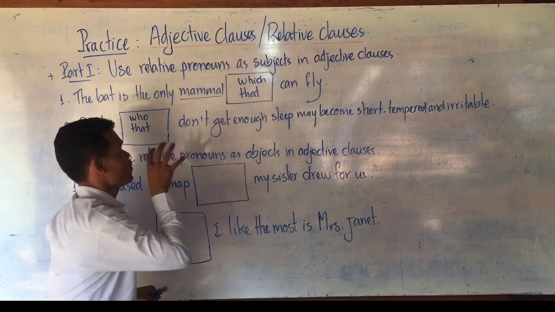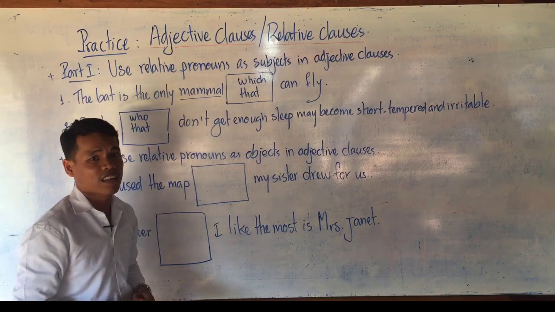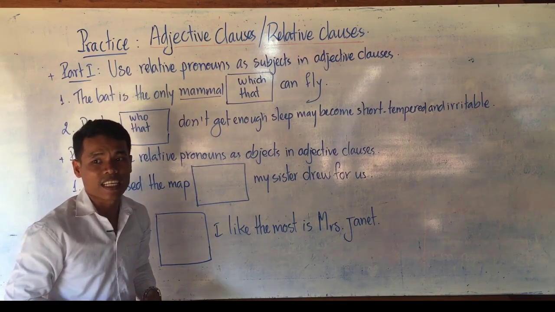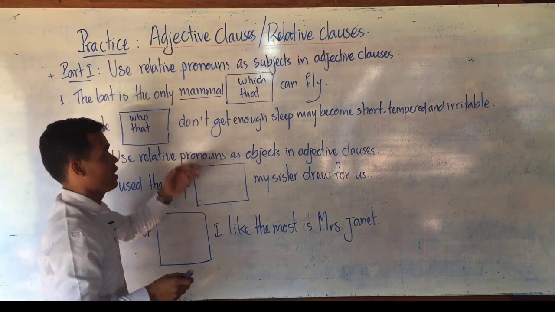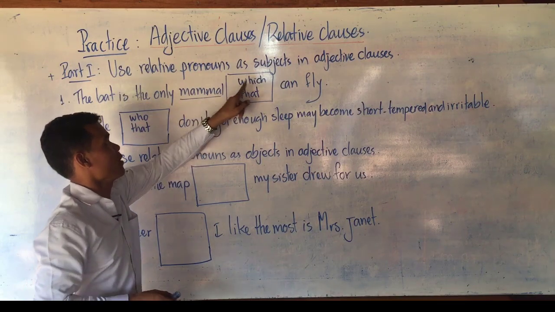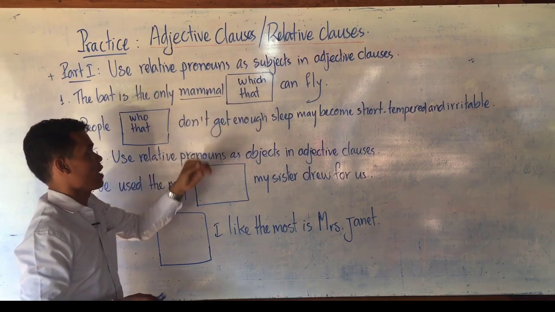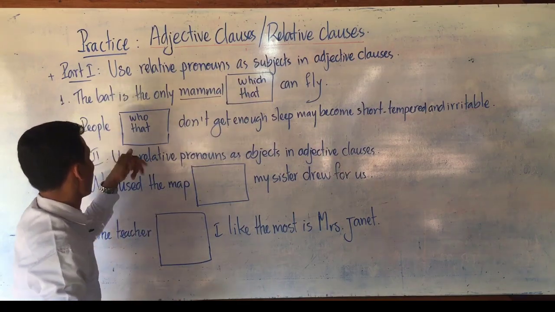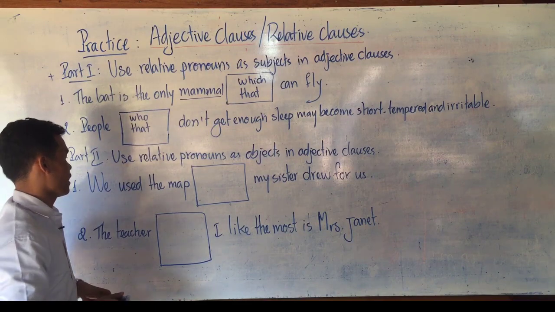This refers to defining relative clauses only, but non-defining relative clauses are not included in the exercise. Part 1, we use relative pronoun as a subject. So in defining relative clauses we use only which and that as a subject for things or animals. And for people we use who and that as a subject.